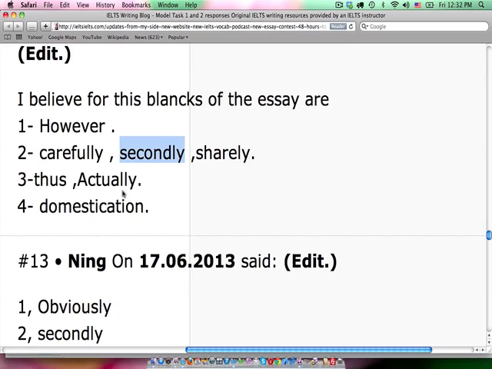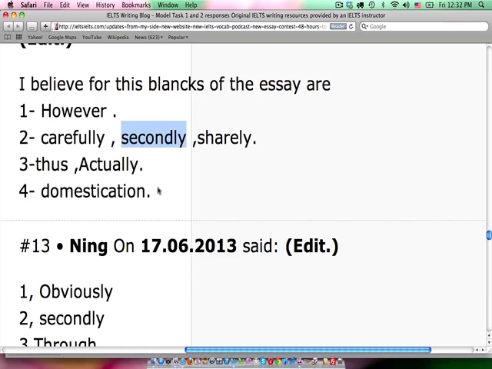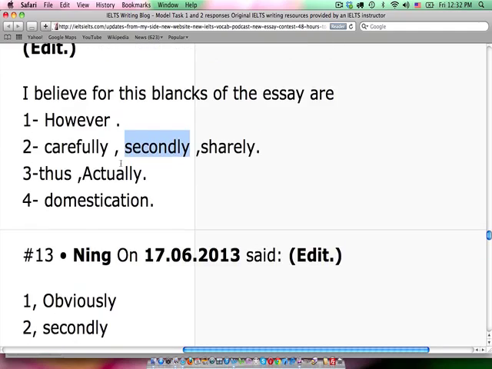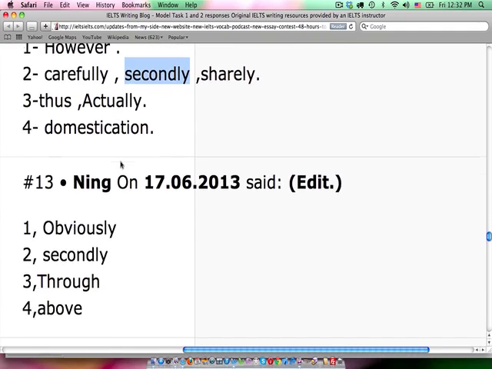Number 3, "thus taught him," no. Maybe "this," but not "thus." "Actually taught him the importance," nope. I mean, we would need some sort of subject in the sentence, so we couldn't just do it with "actually." "Domestication," no. But thank you for that, Mary.